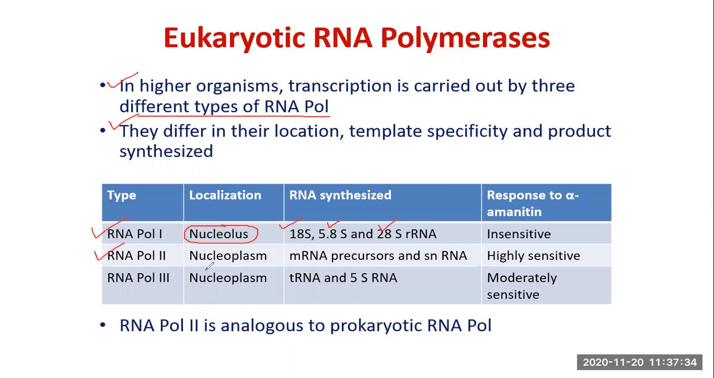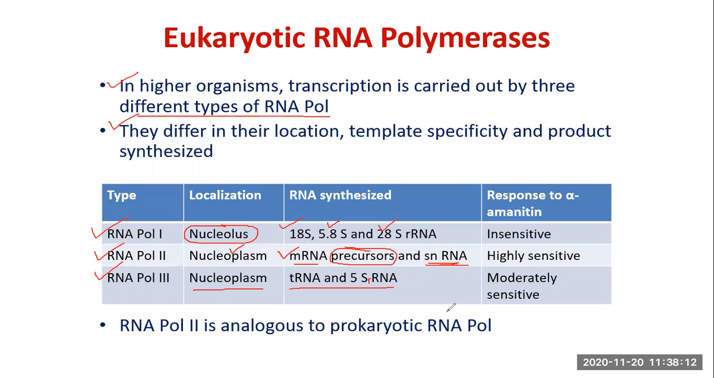RNA pol 2 is the main RNA polymerase present in eukaryotes. It is present in the nucleoplasm, and it is responsible for the synthesis of messenger RNA and small nuclear RNAs, snRNAs. We call them messenger RNA precursors, because messenger RNA in eukaryotes undergoes post-transcriptional modifications. And there is one more, RNA polymerase 3. It is also present in the nucleoplasm, but it is responsible for the synthesis of all different types of tRNAs and 5S ribosomal RNA.